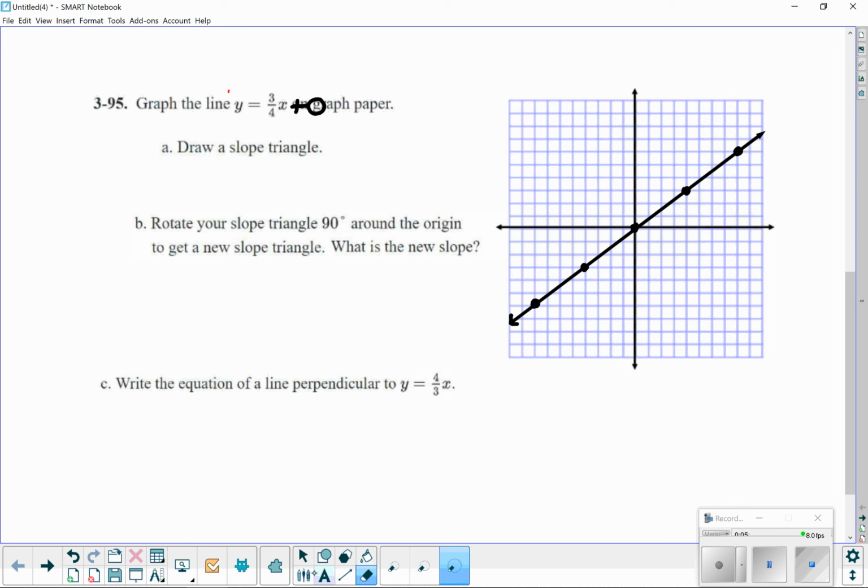Draw a slope triangle. My slope triangle, and you can do it between any 2 points. I'm going to use the closest points. So my slope triangle, I'm going to do it right here. This is up 1, 2, 3, and over 4, 1, 2, 3, 4. So you were right, 3 right here and 4 right here.